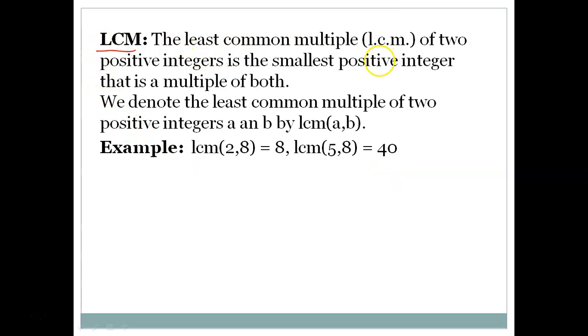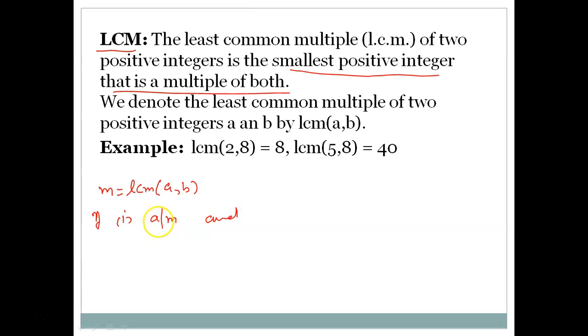The least common multiple of two positive integers is the smallest positive integer that is a multiple of both. How do we define it? We will say that M is the LCM of A and B if, number one, A divides M, and when we say A divides M, it means M is a multiple of A. And similarly, B divides M.